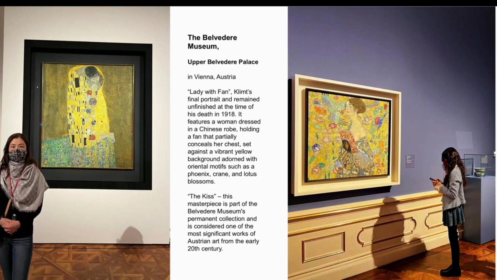Finally, on the left, you can see The Kiss, the masterpiece that we talked about earlier. This artwork is a part of the Belvedere's permanent collection and is considered one of the most significant works of Austrian art from the earliest 20th century. If you ever get a chance to visit Vienna, I highly recommend visiting this museum.